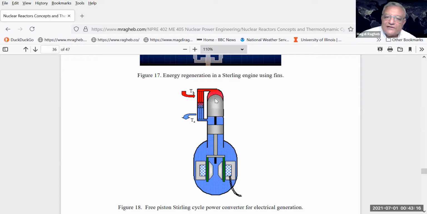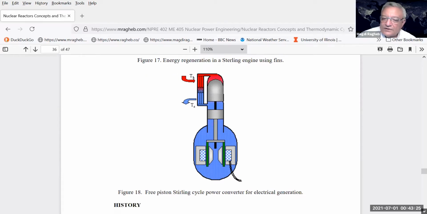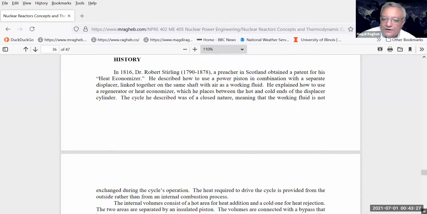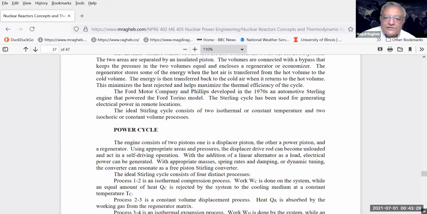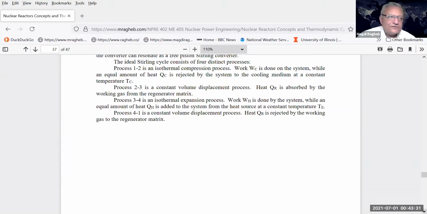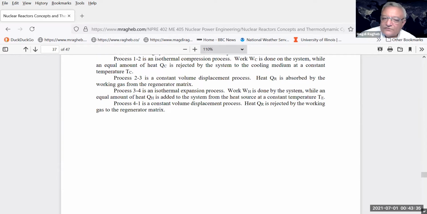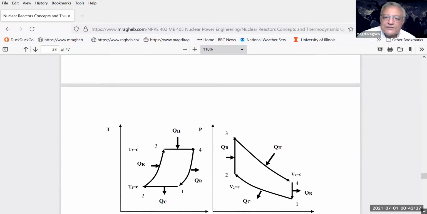When you create that linear motion up and down, and you move a coil inside the magnetic field, you get an electric current out of it. So it can be applied very easily to nuclear energy. And in fact, it is used as a possible replacement in radioisotope power generation.